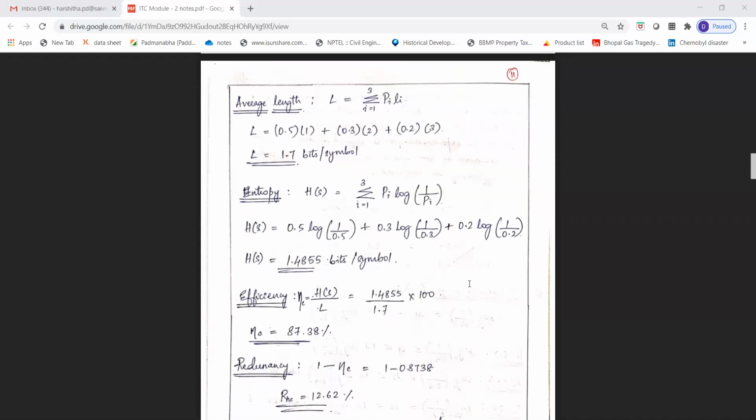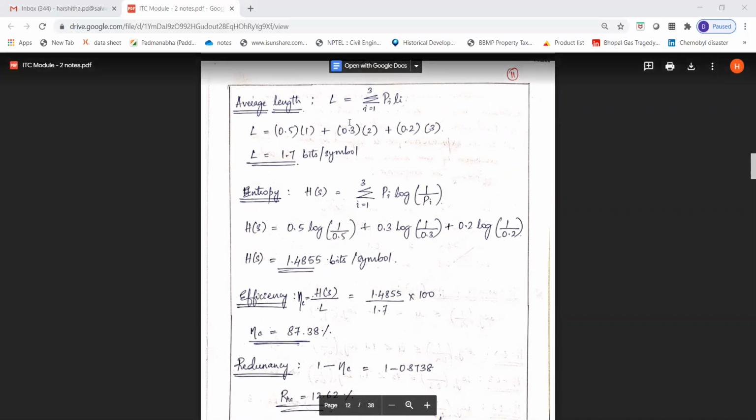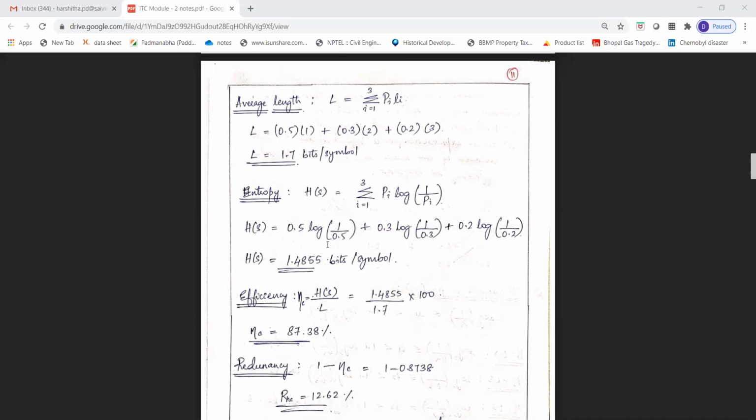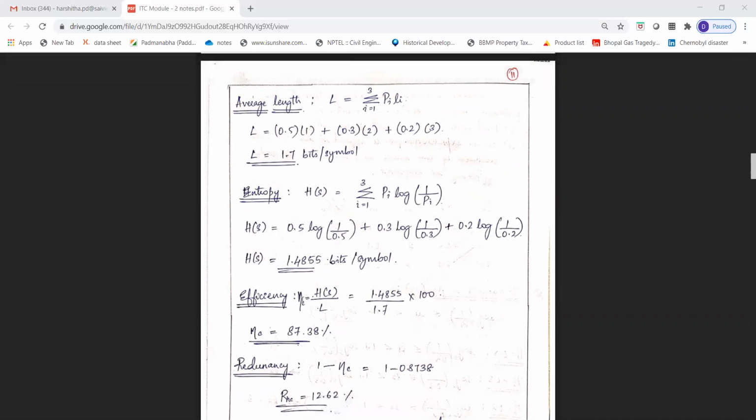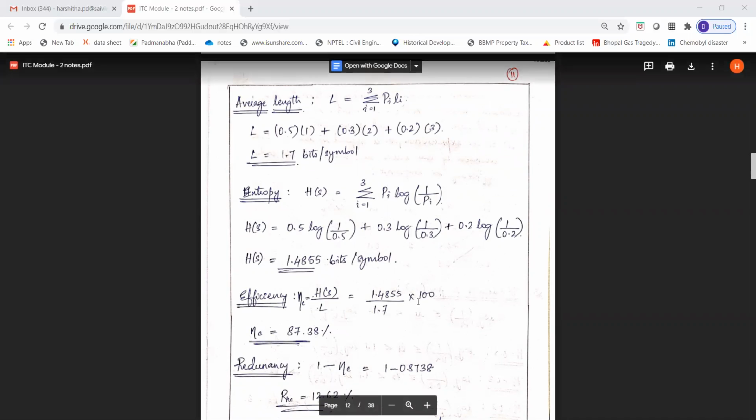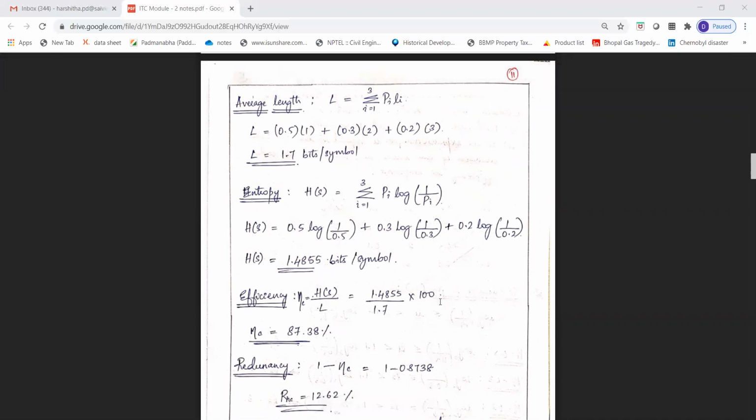Next, efficiency. So how will I calculate this efficiency? This efficiency is nothing but the ratio of the entropy and the average length. So entropy I've got as 1.4855 and length I've got as 1.7. Now this efficiency is always measured in terms of percentage, so I'll be multiplying by 100. So I'll get the efficiency as 87.38 percent.